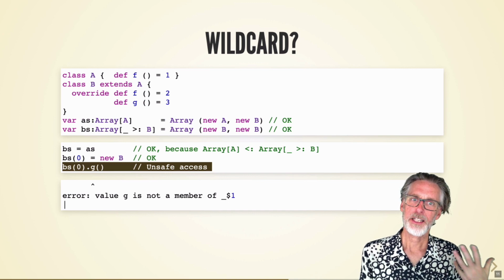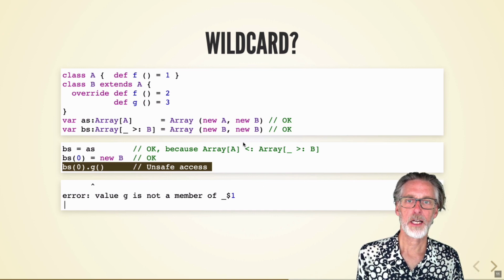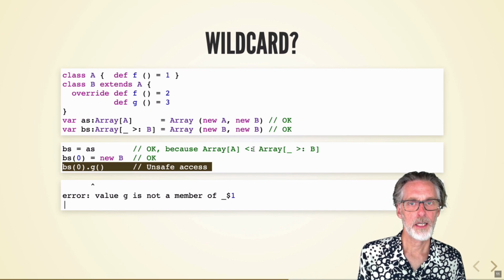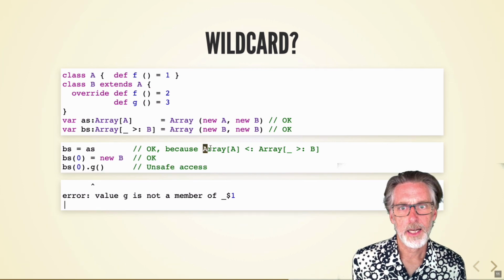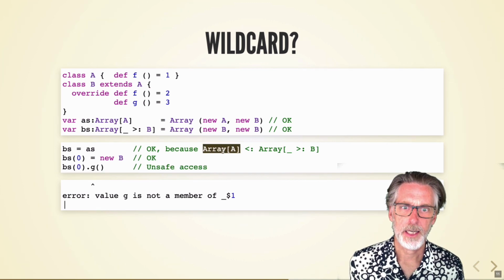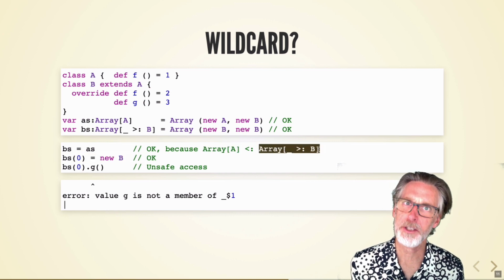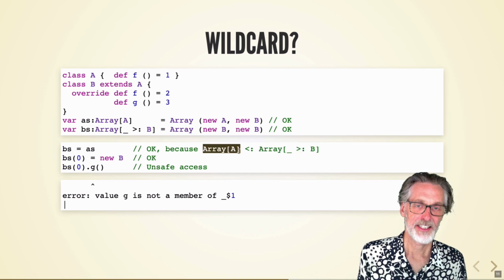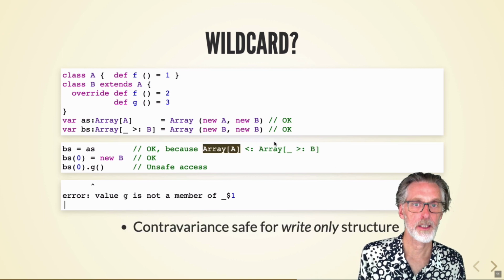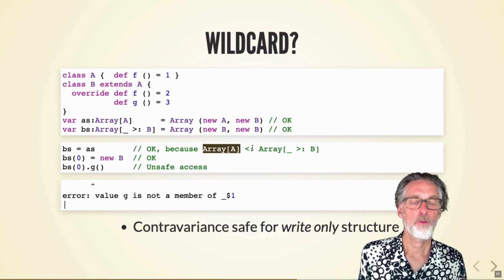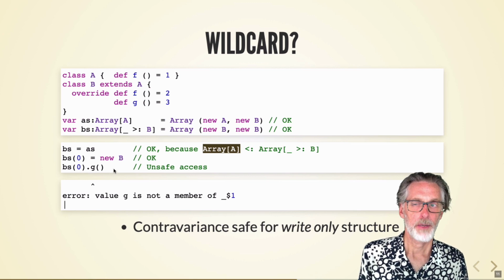What we've got here is a different kind of variance. Note here that every bird is an animal, but here these things are varying the other way. We're taking an array of animals and treating it as an array of things that are a superset of birds. So this is contravariance. The variance goes the other way. This is sound for write-only structures. But here we actually do have a structure we can read.